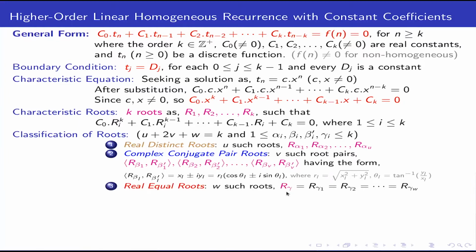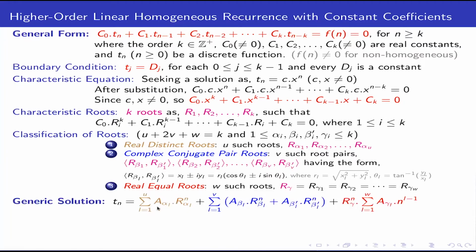And for the real roots, equal and real roots, we have a single particular value equal to every w number of such. So when we have all three possibilities, we will try to determine solutions for each of them, and due to linear independence, we will just add them up. So this is how we do.